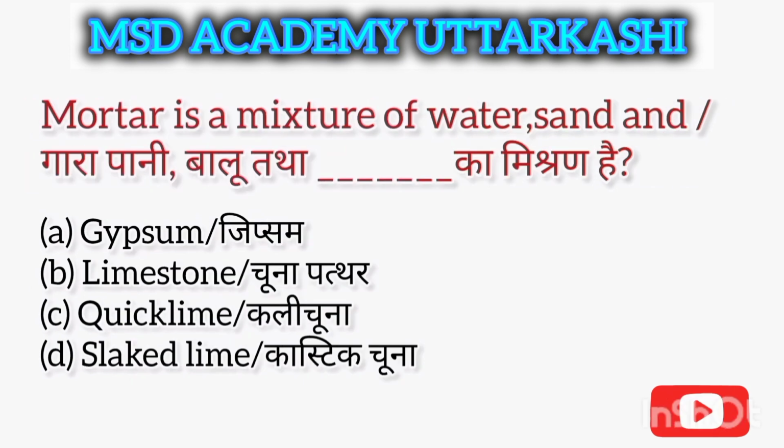Next question. Mortar is a mixture of water, sand and option A gypsum, option B limestone, option C quicklime, option D slaked lime. So the correct answer is option D slaked lime.